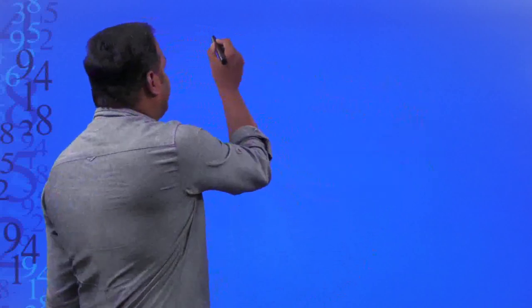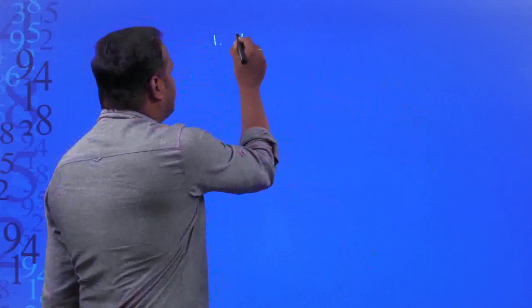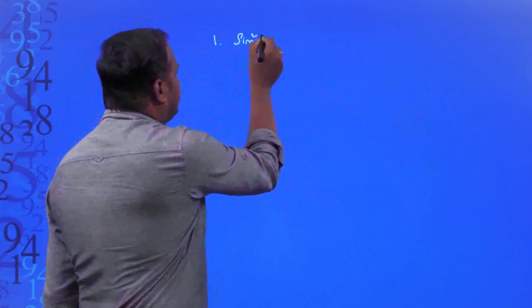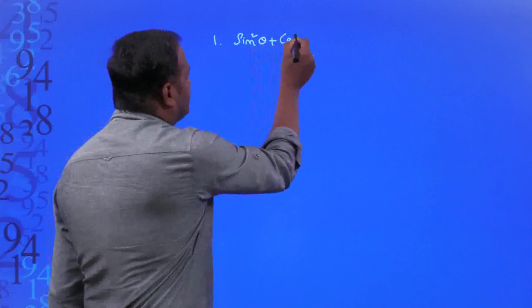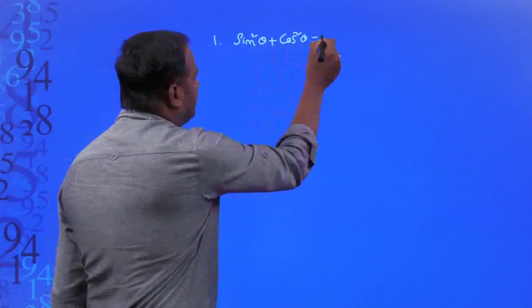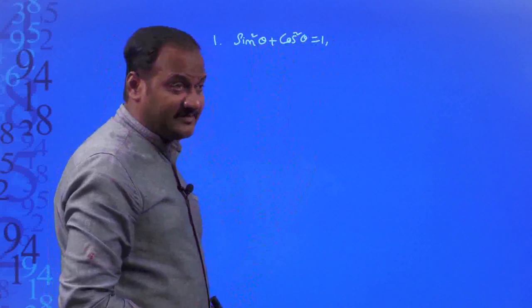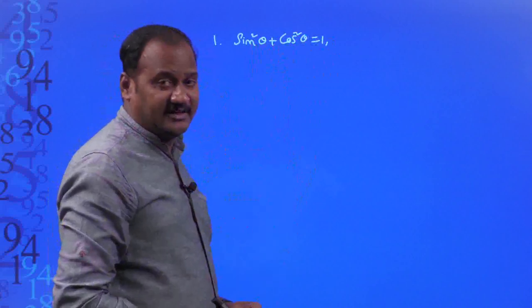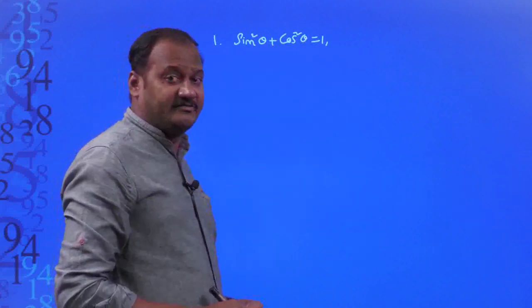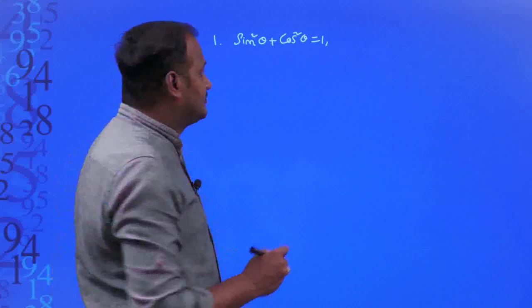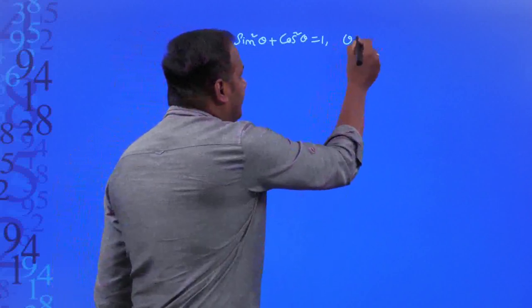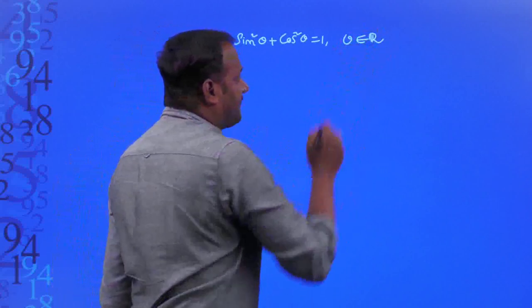What are trigonometric identities? What is the very first trigonometric identity? That is sine square theta plus cos square theta is equal to 1, provided what would be the domain of that angle theta? Theta can be any angle over there, because sine and cos are defined for any real angle. So theta can be any real number.